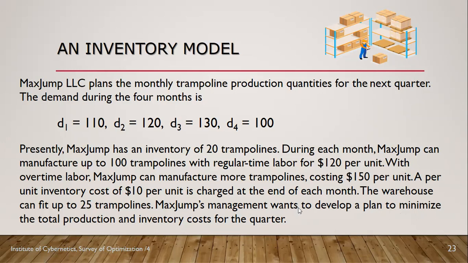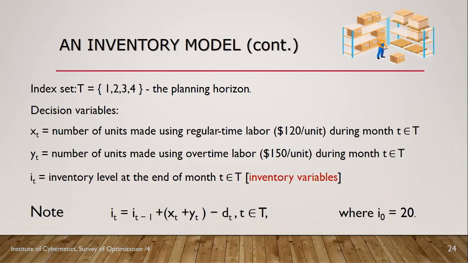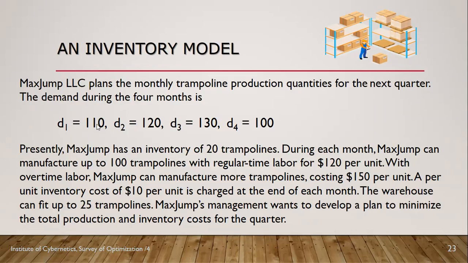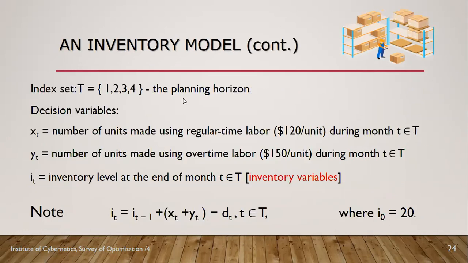Traditionally, we start with defining our decision variable. First of all, we have 4 months. So therefore, it makes sense to introduce the planning horizon. And we introduce an index set denoted as T, where T equals 1, 2, 3, or 4, because we spoke about a 4 month period.